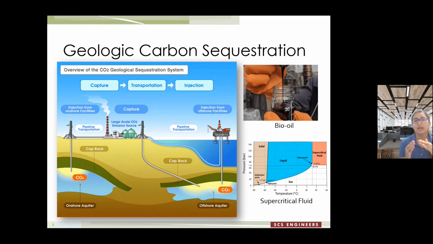So supercritical carbon dioxide is a very unique way in which carbon dioxide behaves. It has the properties of a liquid while being a gas. And that happens at this critical temperature and pressure.